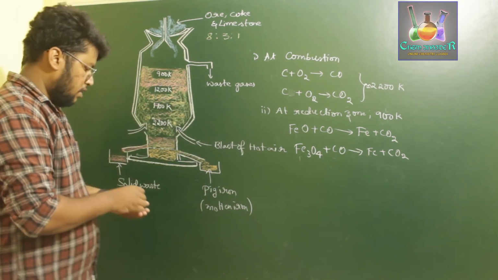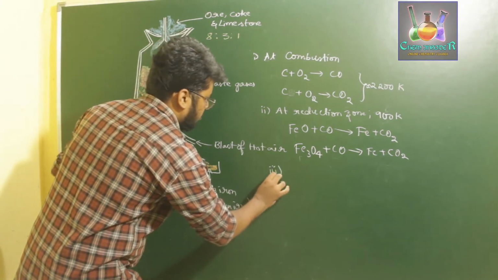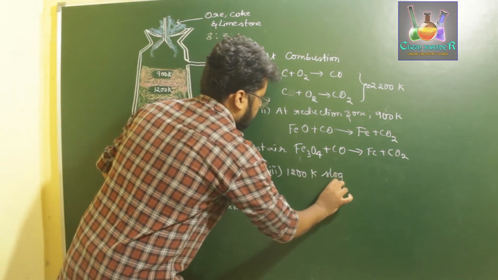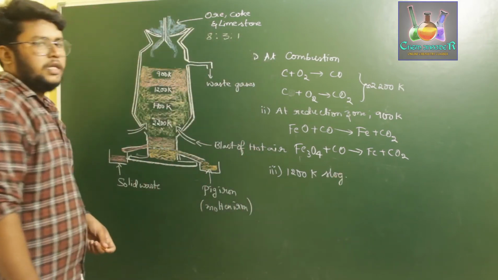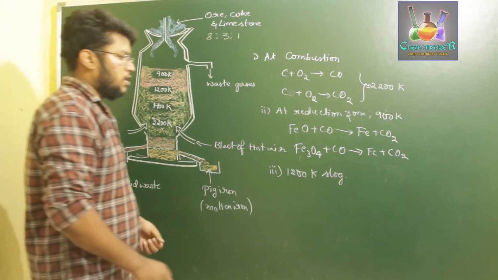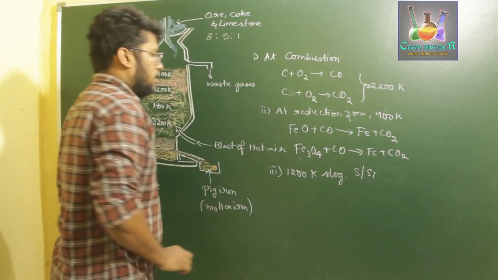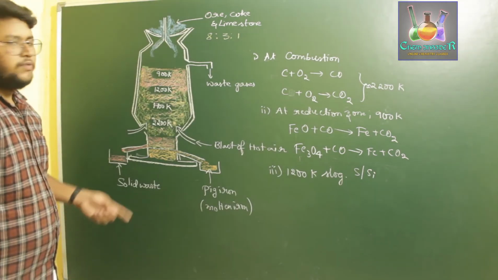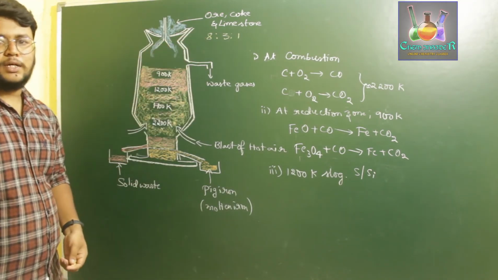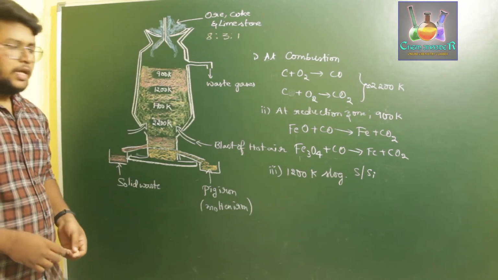Once this is done, at the third range of 1200 Kelvin, that is the slag zone. At 1200 Kelvin, the silicates and sulfur present in the ore react with the limestone which we are adding. Here limestone is nothing but a flux for removing our slag.